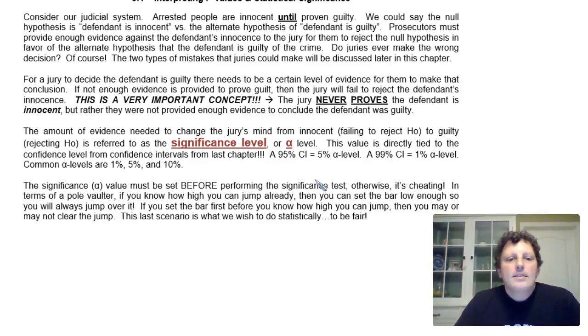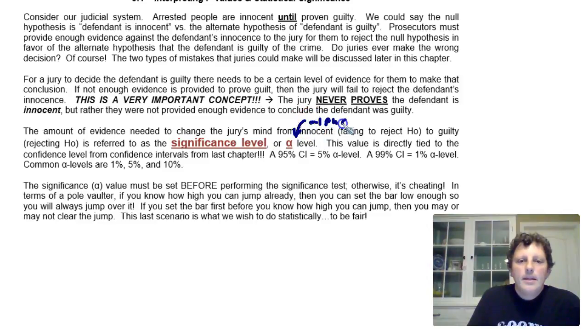Now, the amount of evidence that's needed to change the jury's mind from innocent, which would be failing to reject the null, to guilty, which would be rejecting it, is referred to as a significance level. And there is a symbol that we use called alpha. Alpha, another Greek letter. So the significance level, or alpha level, is the amount of evidence needed.